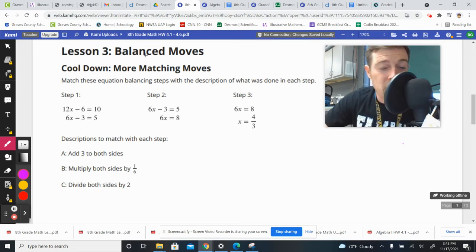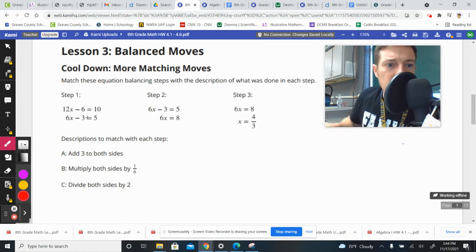We're making balanced moves, which means we're doing the same thing to both sides as we work through our equations and solving them. So we're matching these equations, balancing steps, with the description of what is done in each step. We did these in class today, making matches to what was happening from step to step, describing what was going on: adding to both sides, multiplying both sides, and dividing both sides by something. So let's continue on with step number 1 here, and let's look and see what's happening.